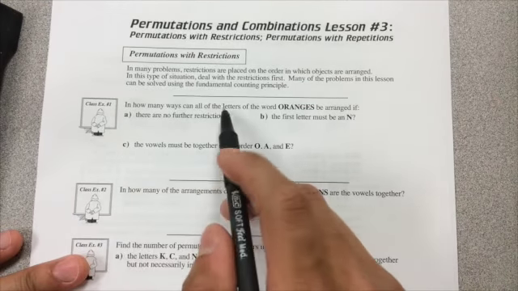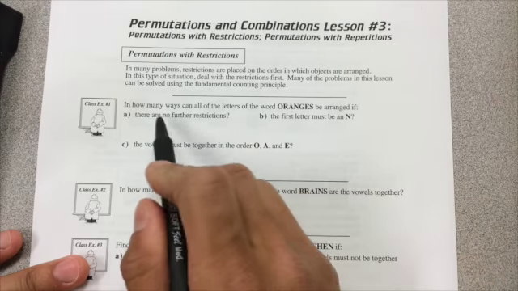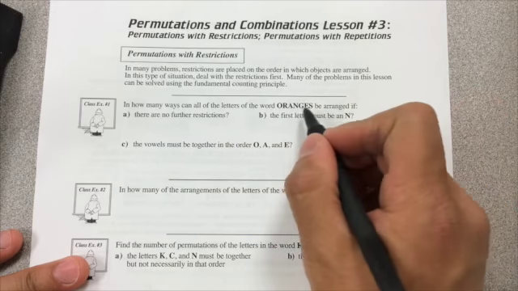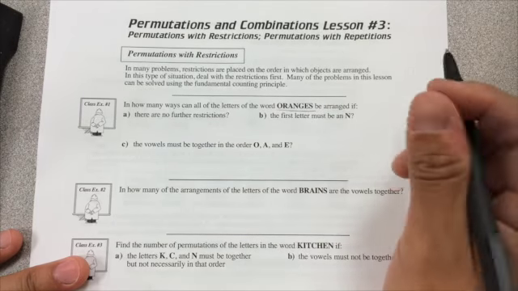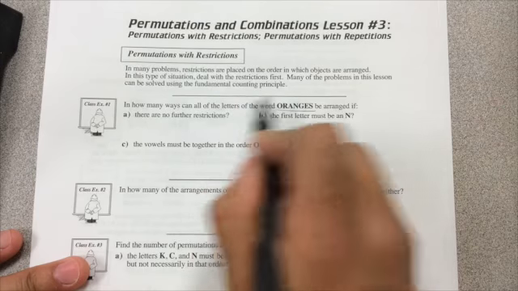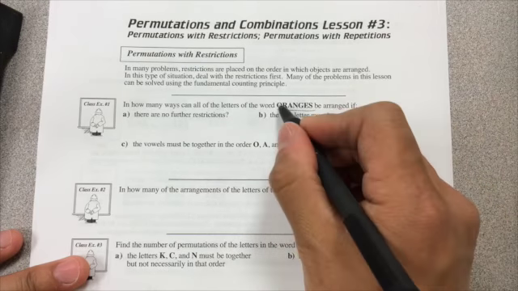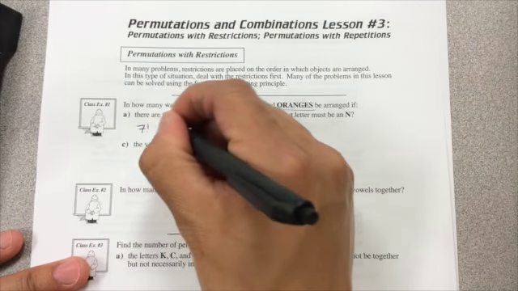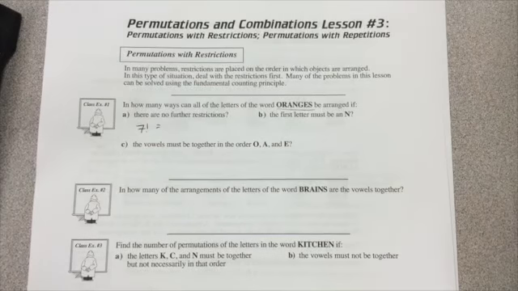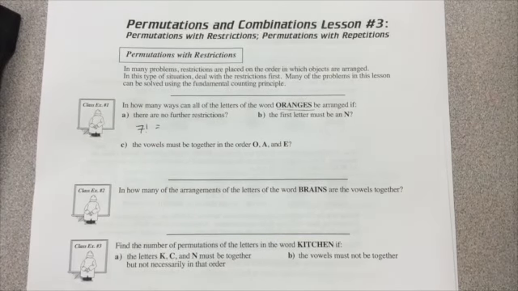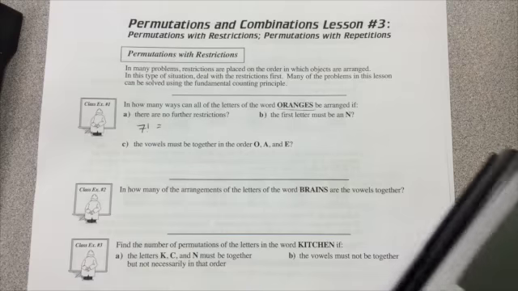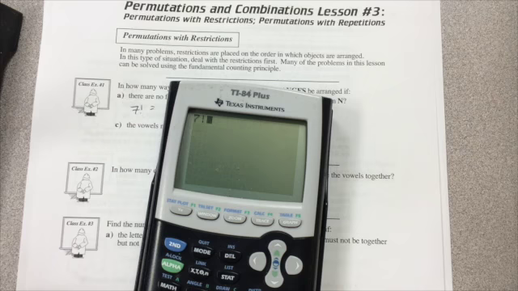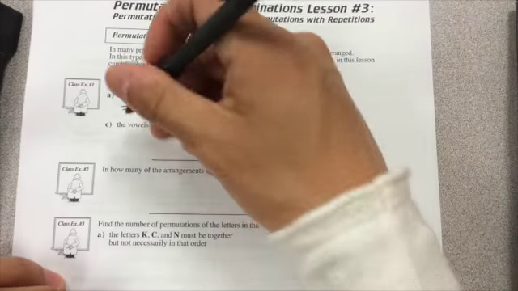In how many ways can all the letters of the word oranges be arranged if there are no restrictions? So there's no restrictions, so what we need to do is see how many ways the letters of the word oranges can be arranged. Well, if I have 1, 2, 3, 4, 5, 6, 7 letters, that's just going to be 7 permutation. If we type that into our calculators, let's go 7, math, option 4, is 5,040.